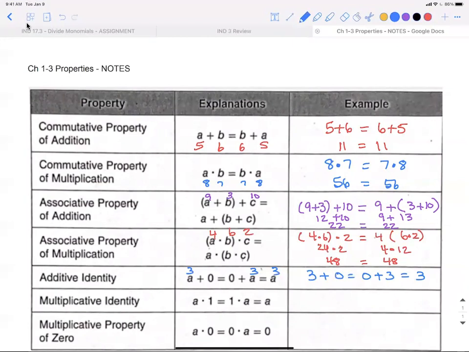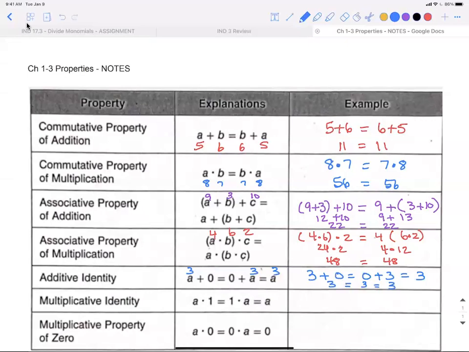So does 3 plus 0 equal 3? It does. Does 0 plus 3 equal 3? It does. And does all that equal 3? It does. So the additive identity is just dealing with adding 0. And basically what that means, and you guys know this, is if you add 0 to a number, it doesn't change it, right? So I can add 0 to any number, and I'm still going to get that number.